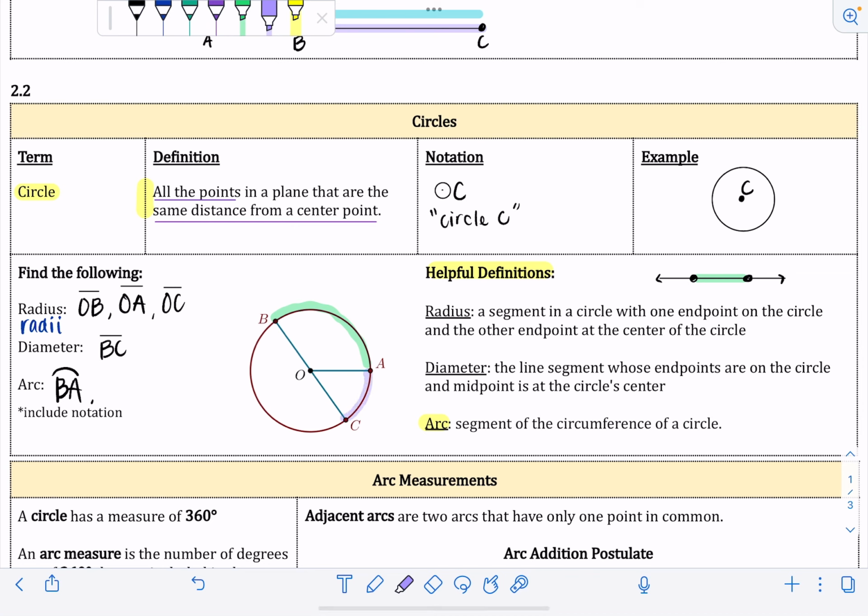And here's another one that we can list. So it goes from A to C. So I'm going to call that arc AC. And those are the only two that we're going to list, but they're not the only two. So technically we could list BC, or if you wanted to get really specific, you could include more than two letters. You go arc BAC. There's a bunch of different combinations.